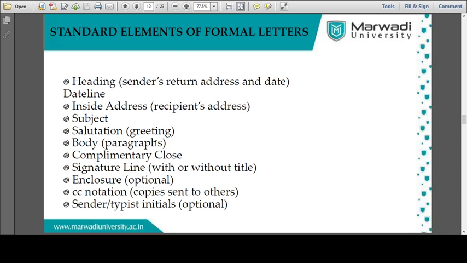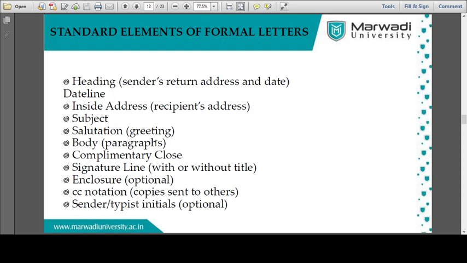But what we need to take care of whenever we are writing the dateline is that the date should generally be in full form. For example, if today's date is 13th of April 2020, then we can't write 13 in numbers and then a dash or oblique with April, for example 13/4/2020. That way is a completely wrong way to write the dateline.